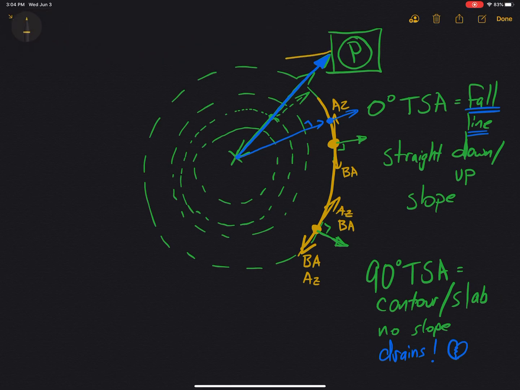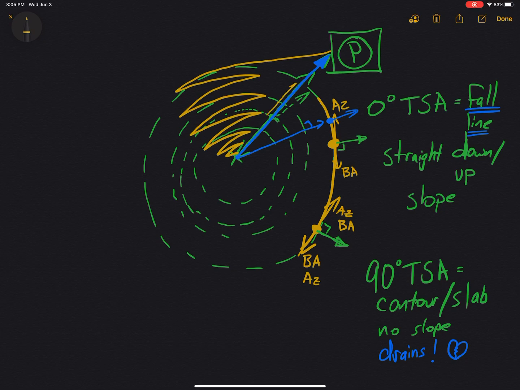We would use something like switchbacks to keep the trail from being relatively steep, to keep it from being a fall line trail, which drastically increases the length of the trail you have to build and maintain, but makes it a heck of a lot more sustainable, like our contour trail over here.